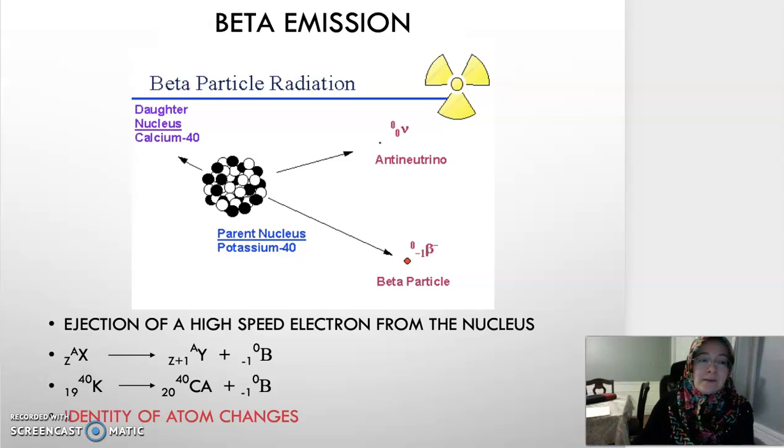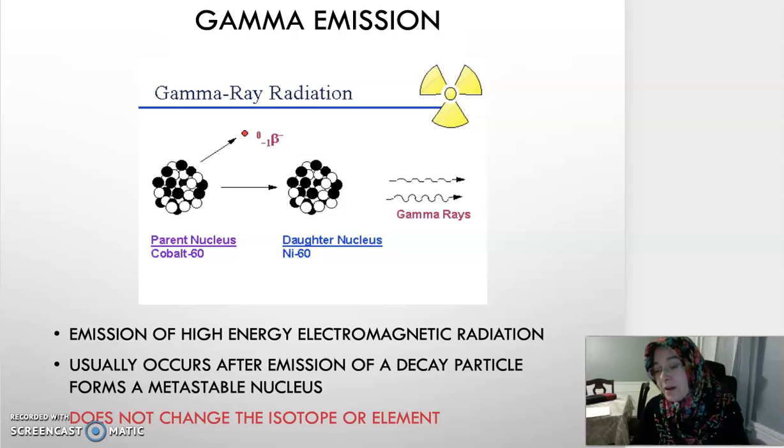The last one is gamma emission, gamma decay. In this one, nothing happens to the proton number, but you release energy. And these are the more dangerous ones. I'm going to show you what it means. Emission of high energy electromagnetic radiation usually occurs after emission of a decay particle forms a metastable nucleus. It does not change the isotope or element, because it's just energy. No proton change, no mass change.